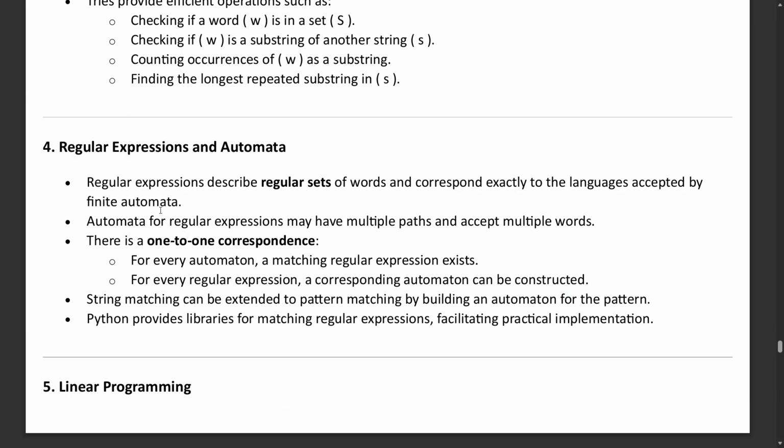Regular expressions describe patterns in strings, like starts with A, ends with Z. Every regular expression corresponds to a finite automaton and vice versa. This connection lets us extend string matching to pattern matching. Python's built-in libraries make it easy to implement these ideas in practice. Now, let's talk about optimization.